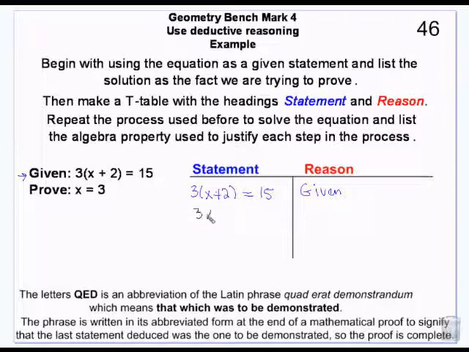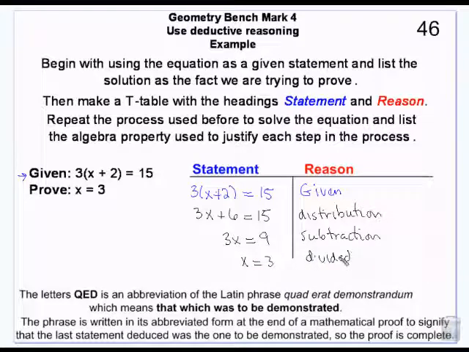Now the next step, I had distributed in that 3. So the reason is distribution. Okay, the next step, 3x equals 9, because I subtracted. And then finally I get x equals 3 because I divided. So I write division, not divided. Division is my reason. And then at the end of a proof you write QED, which stands for Quod Erat Demonstratum, which means I showed it to you. I've proven it. What? That which was to be demonstrated. So you write QED at the end of a proof to show that it's done.